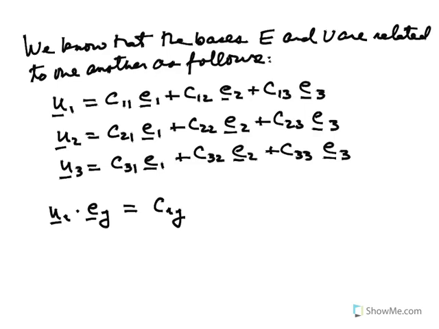Let's suppose I take U1 dotted with E2. Then U1 dotted with E2 is equal to this whole first row, C11 E1 plus C12 E2 plus C13 E3, the whole thing dotted with E2. But E1 dotted with E2 is 0, and E3 dotted with E2 is also 0. E2 dotted with E2 is 1, so that just gives me C12, which is exactly the result that I have in this expression here.